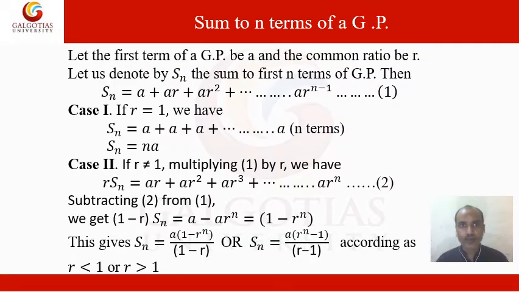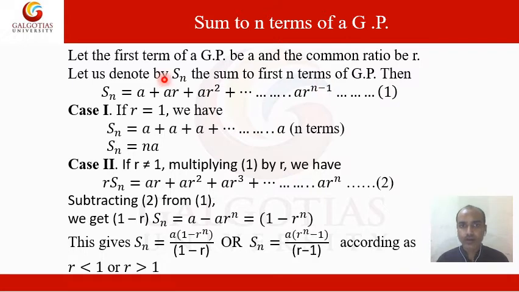Now we will discuss the concept of the sum of first n terms of GP. For this, let the first term of GP be A and the common ratio be R. Let us denote the sum of first n terms of GP by capital Sn. So Sn equals A plus AR plus AR square, and so on, up to AR to the power n minus 1, and this equation is denoted by equation 1.